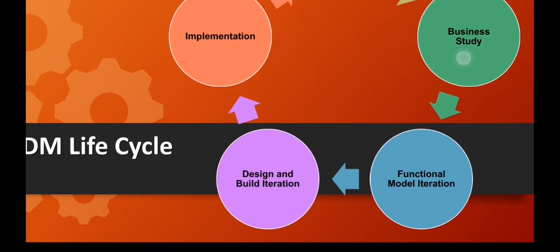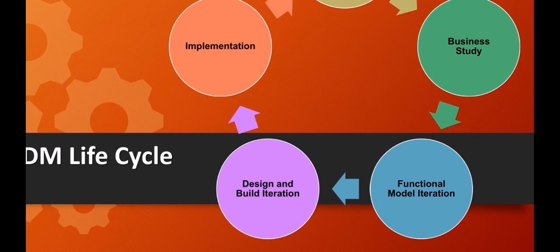Third is the functional model iteration. It produces a collection of incremental prototypes that demonstrate functionality for the client. The fourth activity is design and build iteration, which revisits prototypes built during functional model iteration to make sure that each has been designed in a manner that will enable it to supply operational business value to end users. In some cases, functional model iteration and design and build iteration occur at the same time.